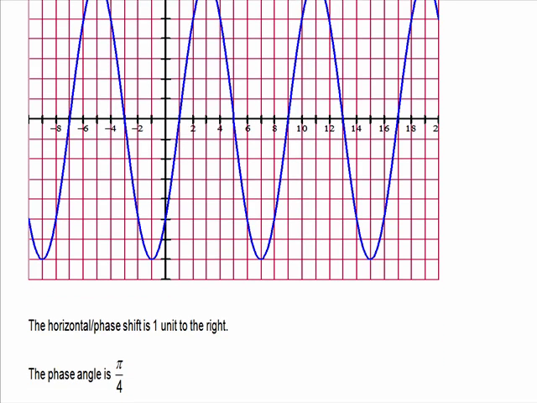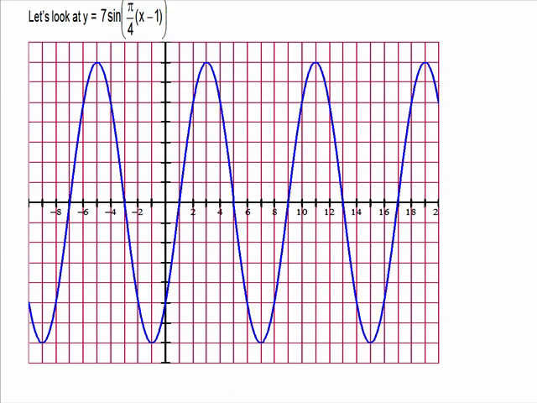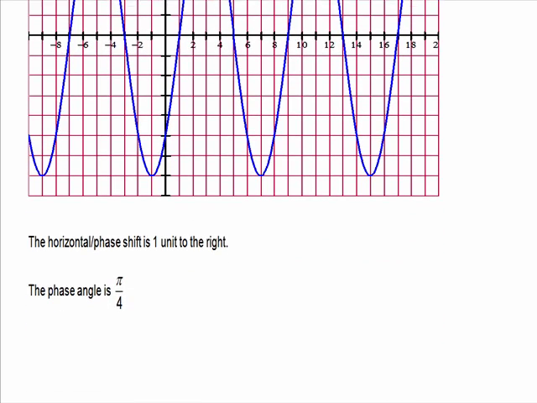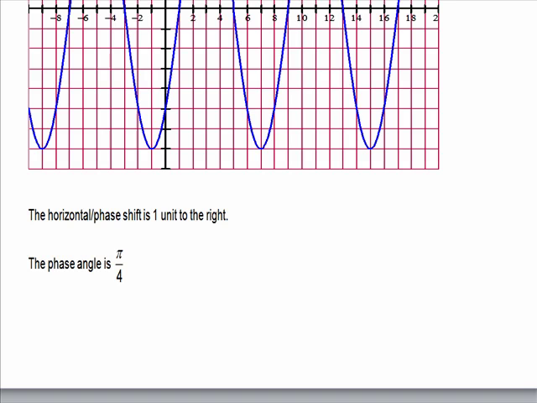So notice I said that down below. The horizontal phase shift is 1 unit to the right, and the phase angle is pi over 4. And again, I would get that phase angle not because I factored out a pi over 4, but because if I took the pi over 4 and multiplied it onto this constant, it would end up giving me pi over 4. So remember, it's not what you factor out, but the actual full multiplication.